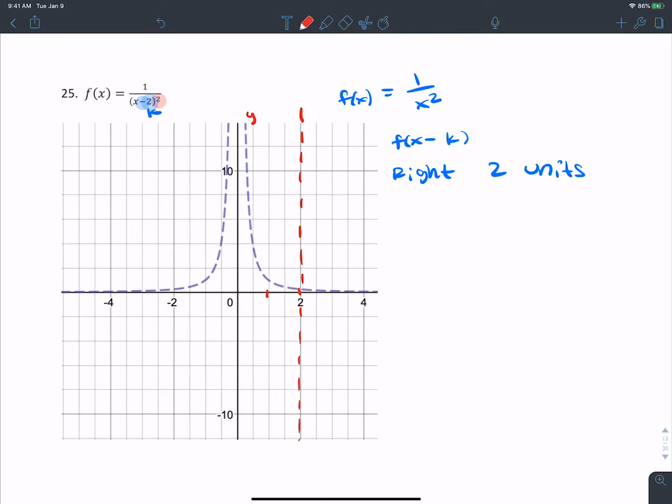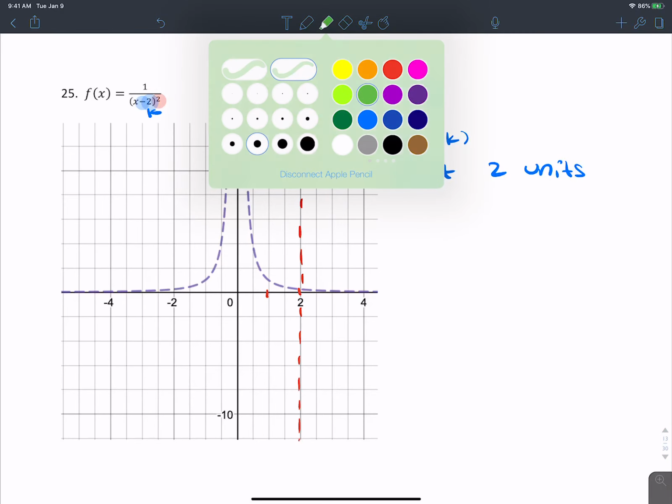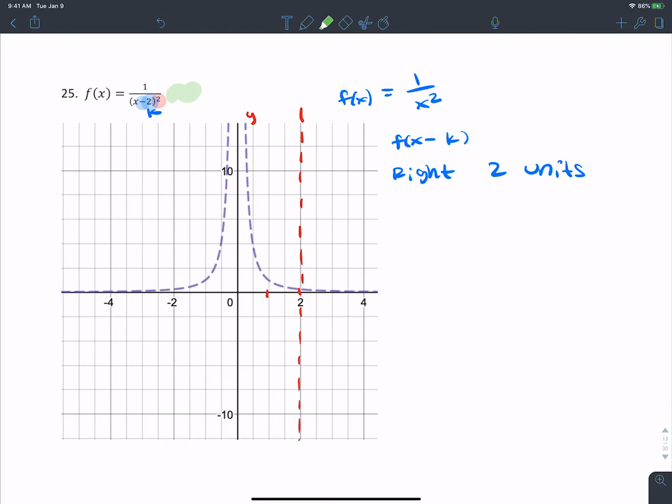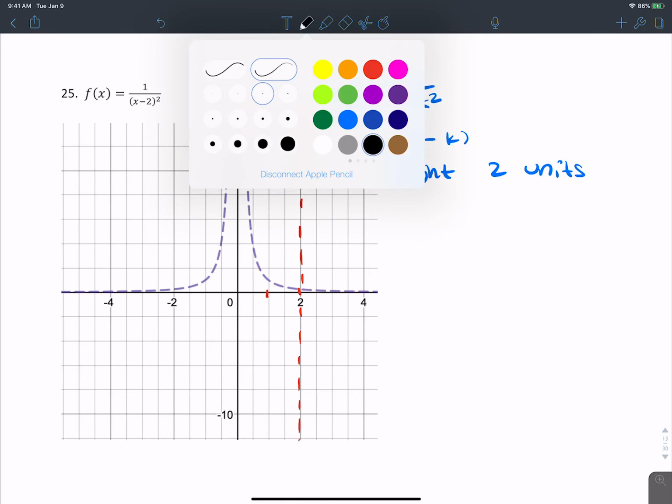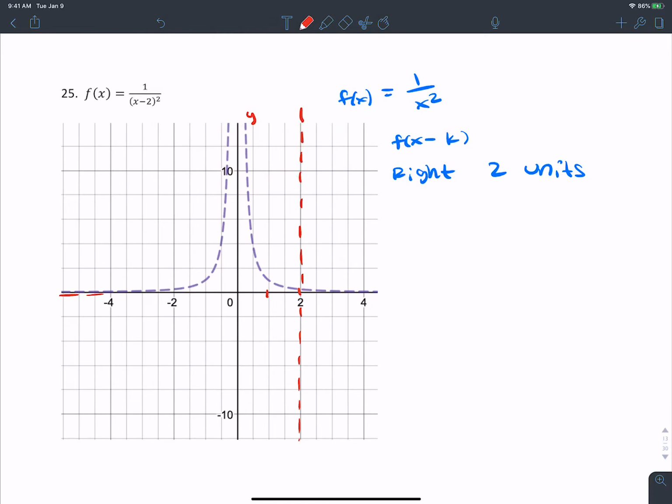So our curve doesn't have any sort of plus or minus value here. So it's just simply a strict right 2 units sketch. And so let's sketch this all to the right 2 units. Now remember, you never cross even the x-axis. This has an x asymptote.